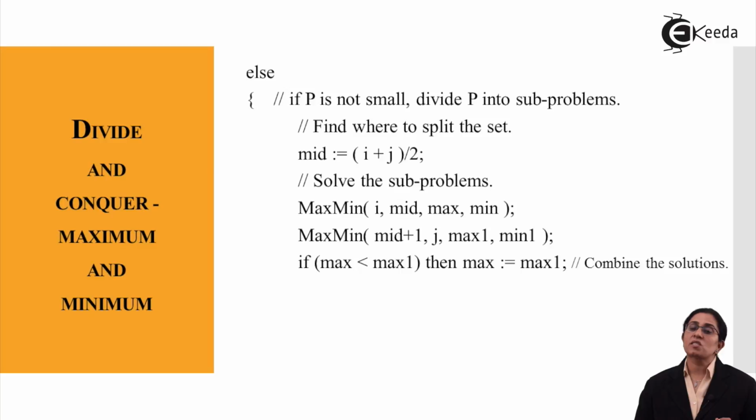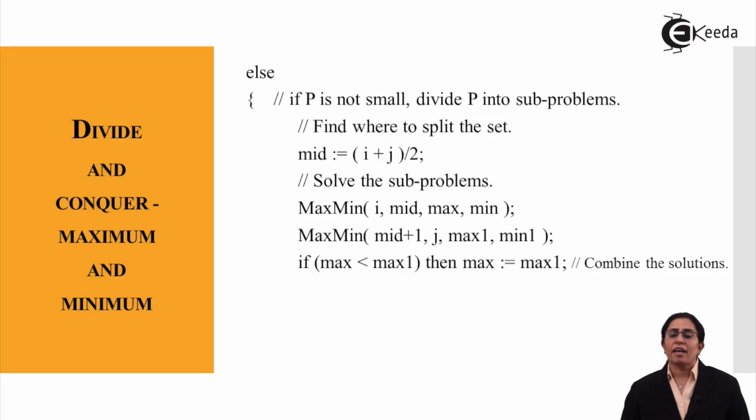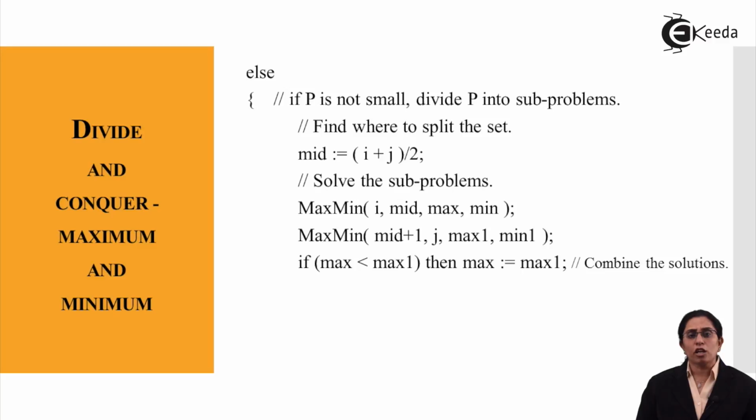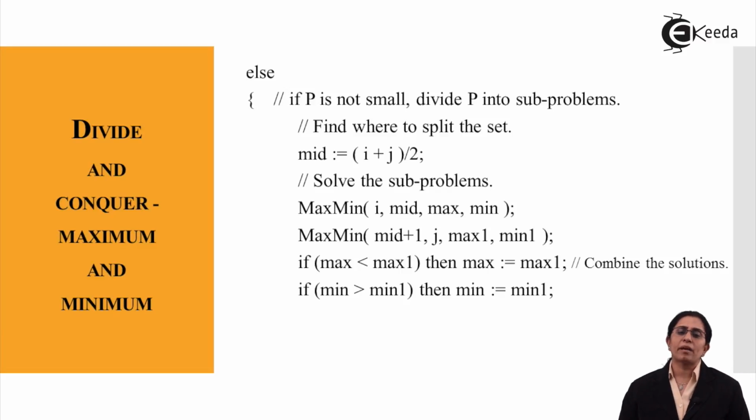And if max is less than max1, then max is equal to max1, and here is the conquer strategy which comes into picture, that we have now started combining our results. So when I combine my results, I get a solution to each of my sub-problems. We will see in the example that follows how actually the MaxMin divide and conquer strategy is used to find the maximum and minimum. And if min is greater than min1, then min is equal to min1.